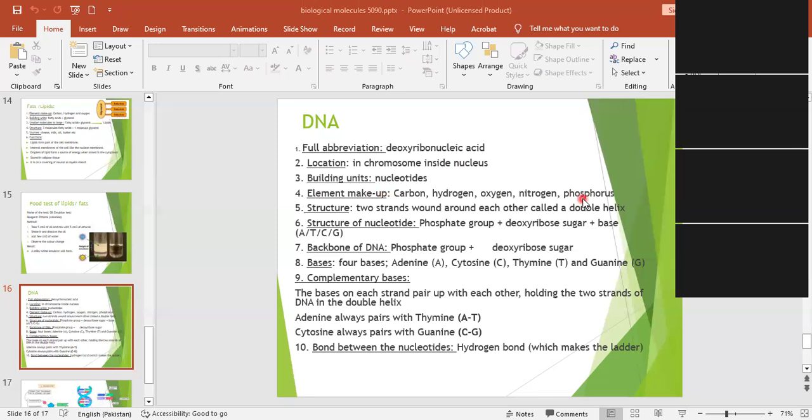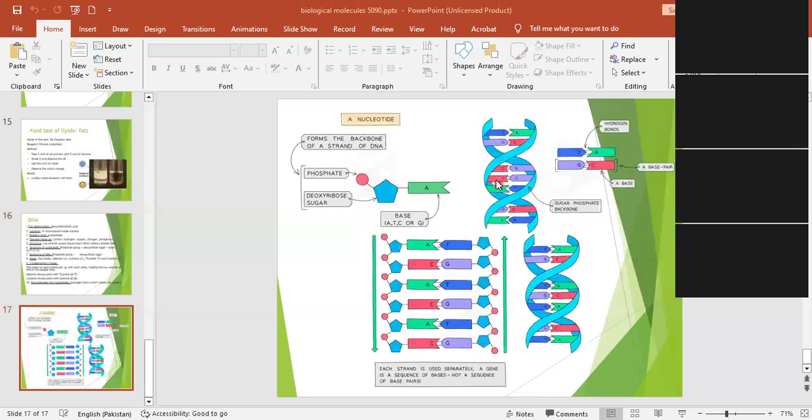Okay. And what is the structure of eukaryotic DNA? It's supposed to be two-stranded, wound around each other, called a double helix. See? This is how it looks like. Double helix, and it's wound around each other. Helix का मतलब है कि it's twisted.